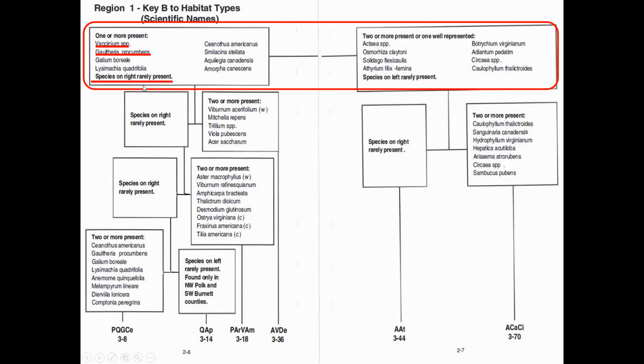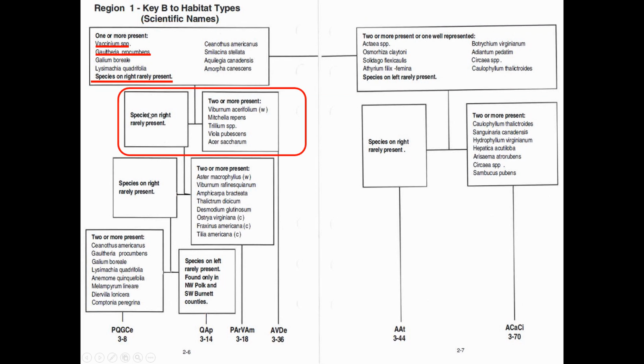So we're going to follow, and we've said that the species on the right are rarely present. We didn't see any of those around. So we're going to follow the tree down. So now, 2 or more of these present, or species on the right rarely present. So we look around, we don't see any sugar maple, we don't see any violets, we don't see any trilliums. So we say species on the right rarely present. So we go down to the next question.